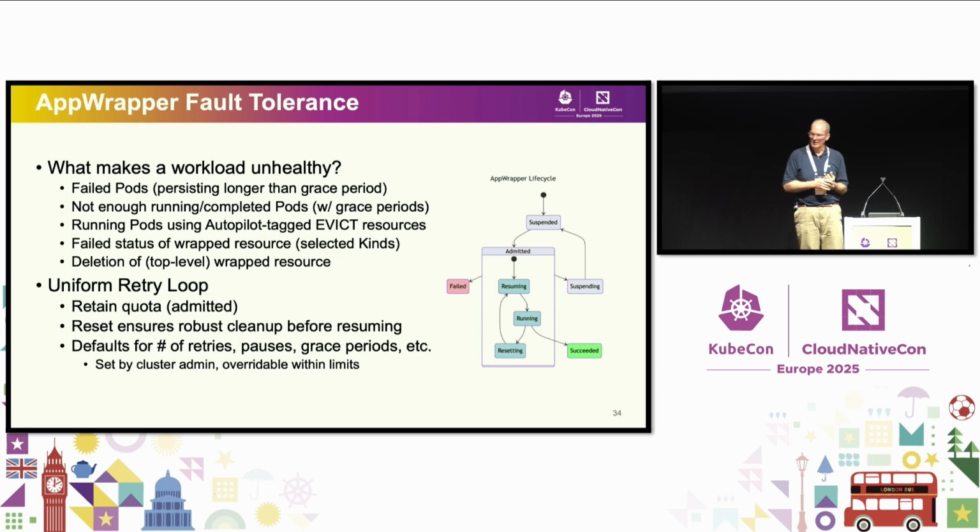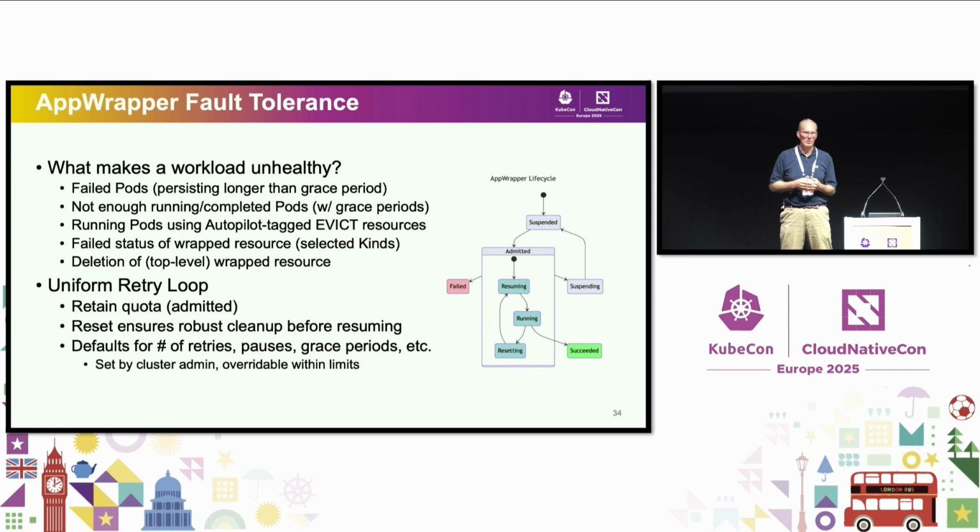And so diving a little bit more into the picture there, the app wrapper lifecycle has 3 stages when something is admitted. So the job's admitted, and it gets to a resuming state. This is when we're creating the resources. So we're going off, we're creating all the resources, we're waiting for them to get to a running state, which is the normal state.